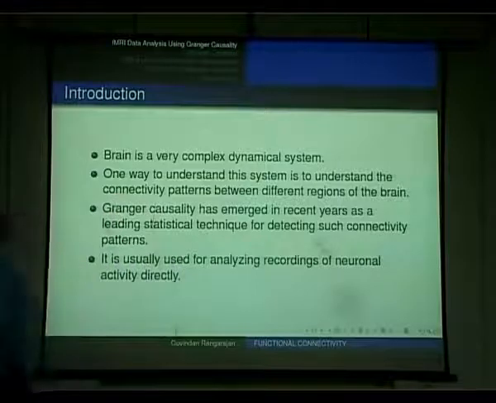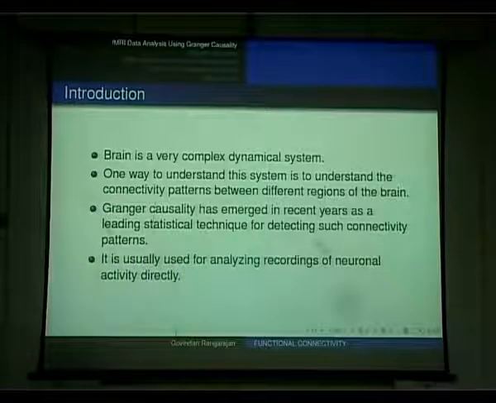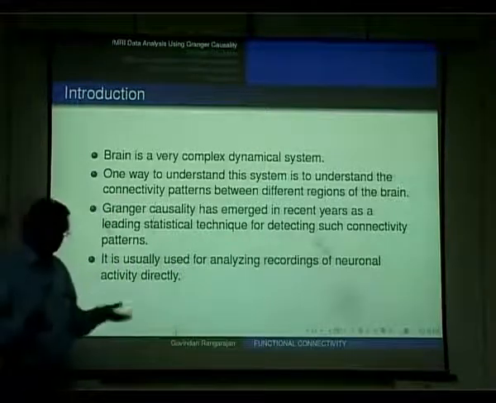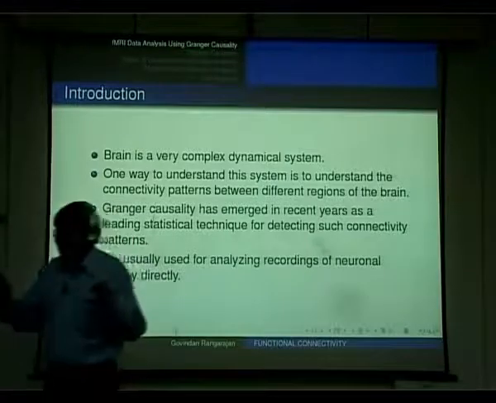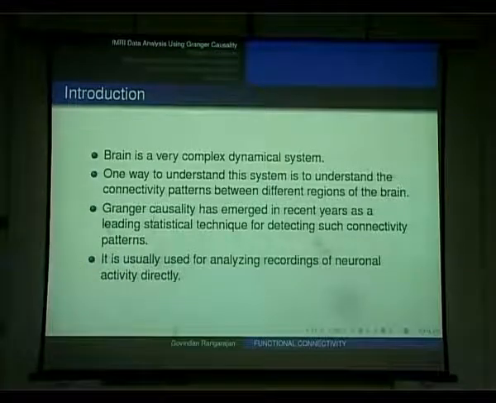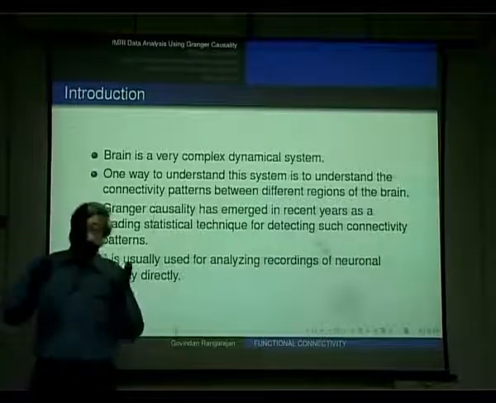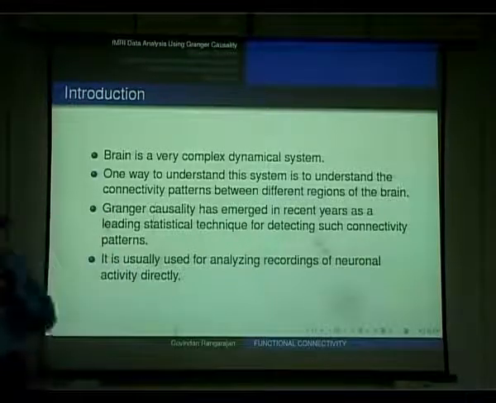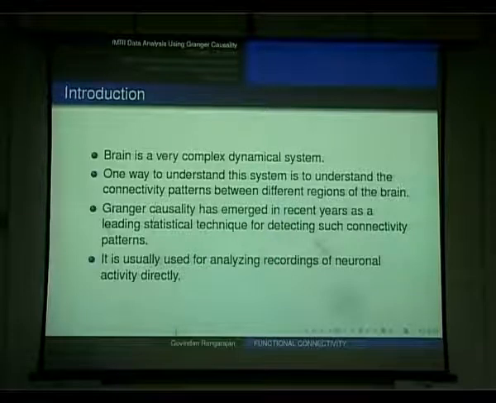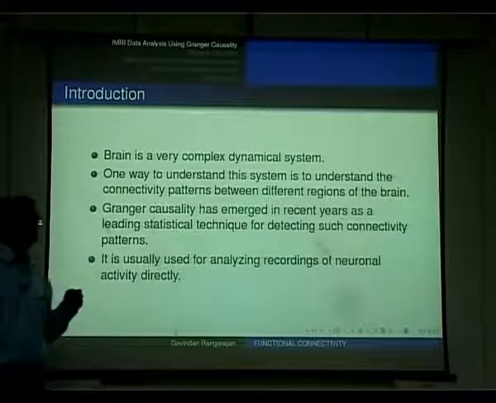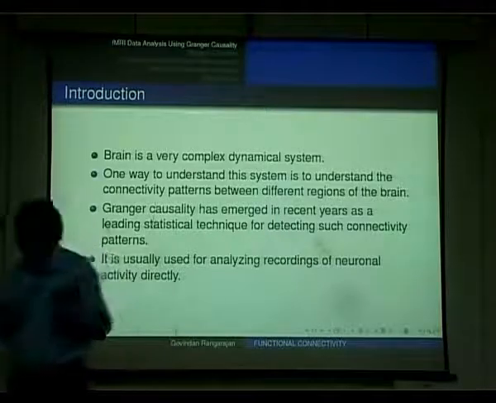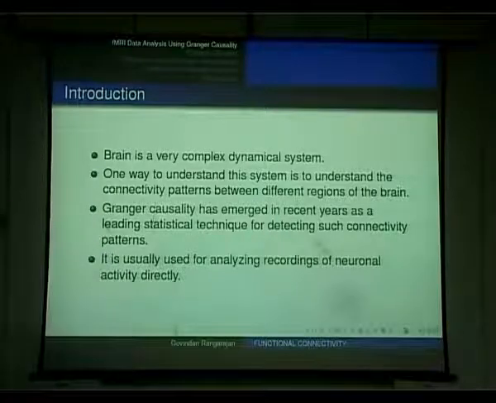So Granger causality essentially quantifies this causal effect. Given two time series data, that is, you have data measured every year, every second or whatever, you want to see whether one process has a causal effect on the other. That is, whether the past of one process helps you predict the future behavior of the other process. Essentially Granger causality quantifies that, and that's what we'll be looking at.